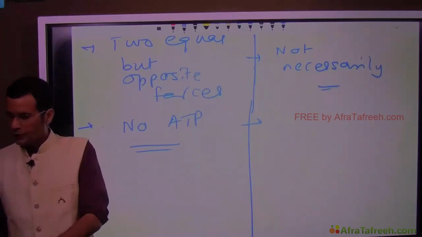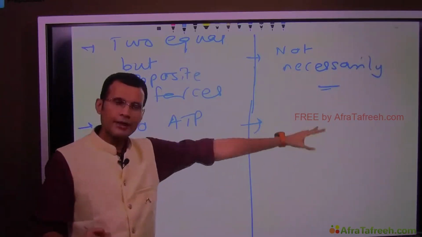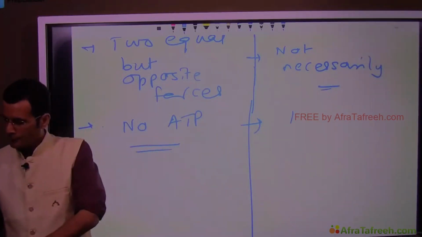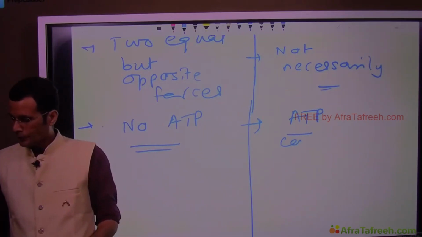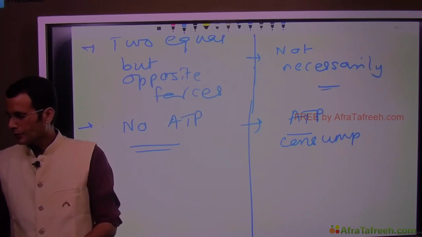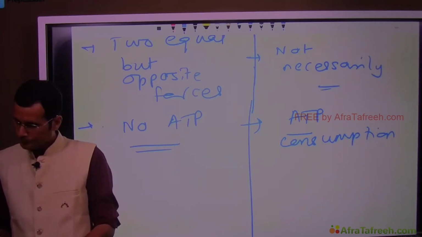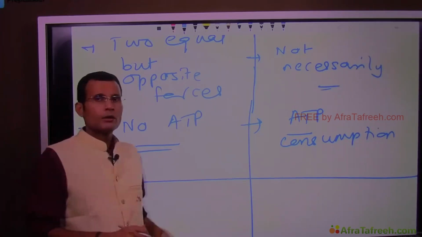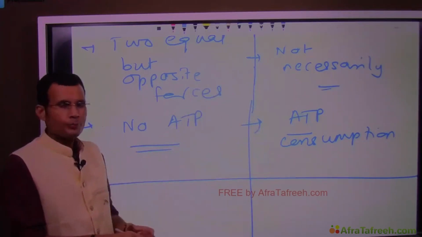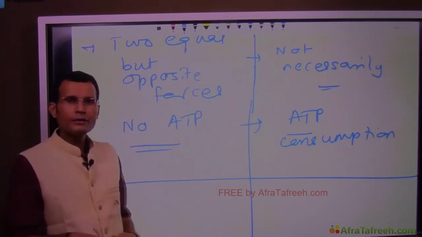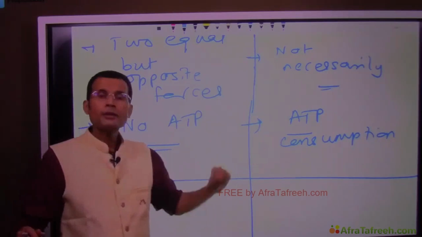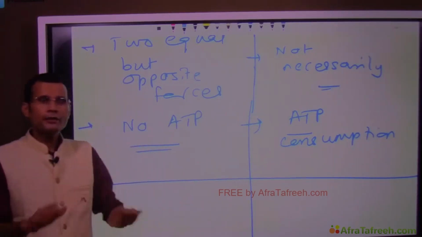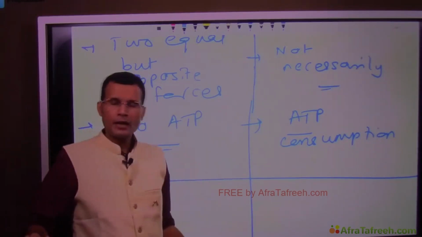Whereas to attain and maintain the steady state, ATP breakdown will be necessary. ATP consumption will be necessary. For example, blood glucose. Insulin is one factor, and just for the sake of release of insulin also ATPs are consumed. So to attain the steady state, ATPs are consumed.